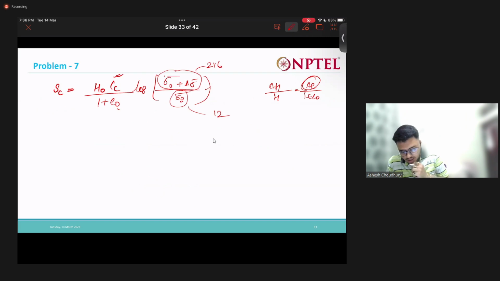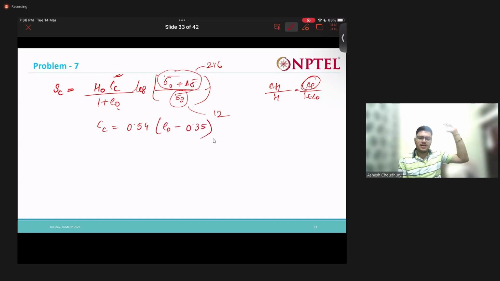The initial void ratio can be related to the compression index using an empirical relation, which is given by this: Cc is equal to 0.54 e naught minus 0.35. There are many empirical relations that have been given, so we are using this one. Cc equals 0.54 e naught minus 0.35. This is an empirical relation which relates my void ratio to the compression index.